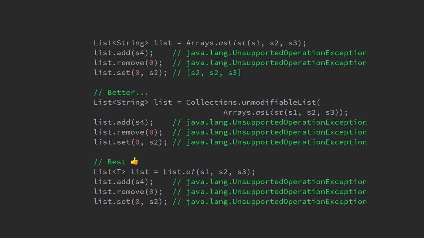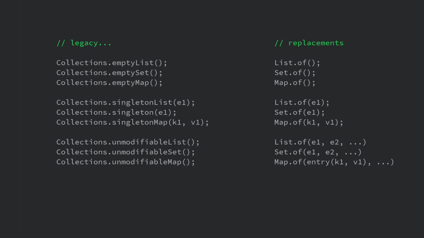The List.of methods can actually be seen as replacing a lot of the static factory methods in the Collections utility class we mentioned earlier. Collections.emptyList becomes List.of with no arguments. Collections.singletonList becomes just List.of with a single element. Collections.unmodifiableList and Arrays.asList just become List.of with however many elements. The same is true for Set and Map.